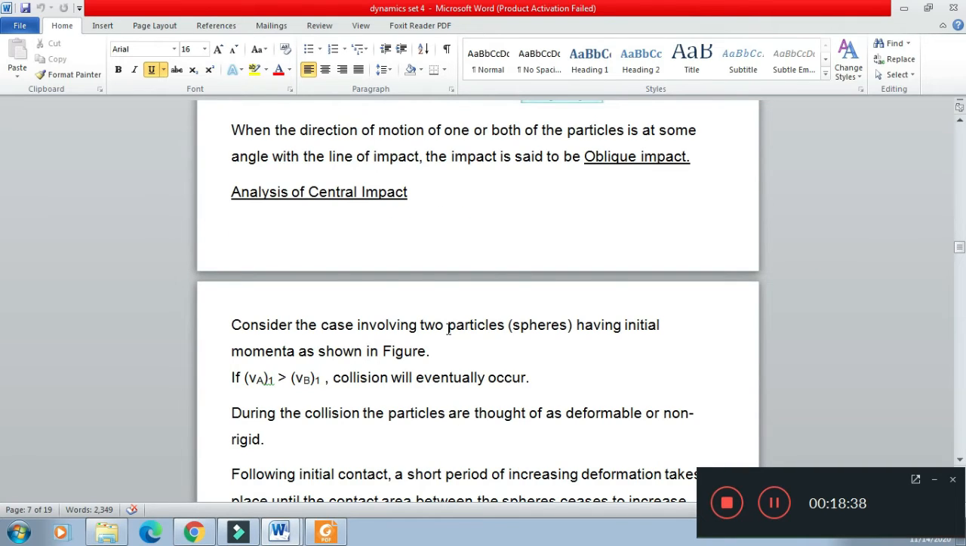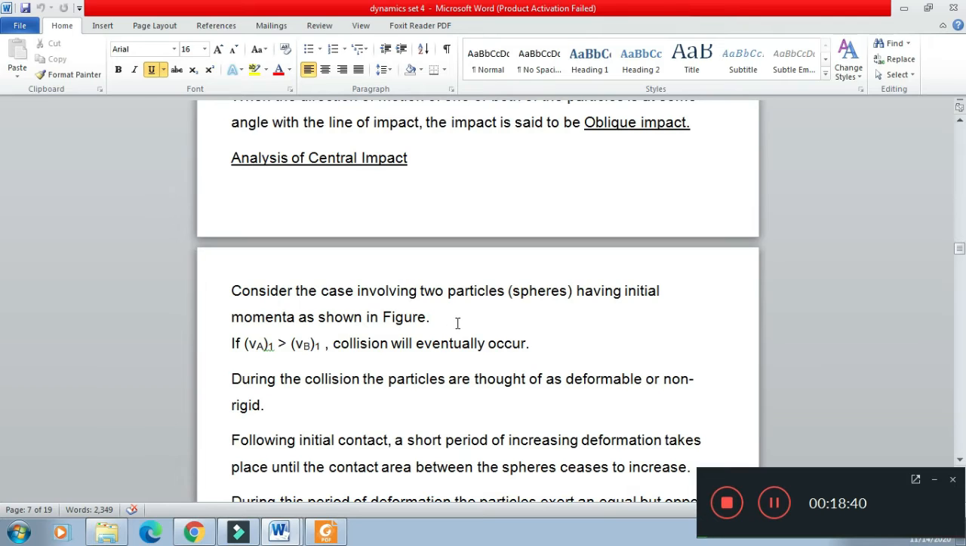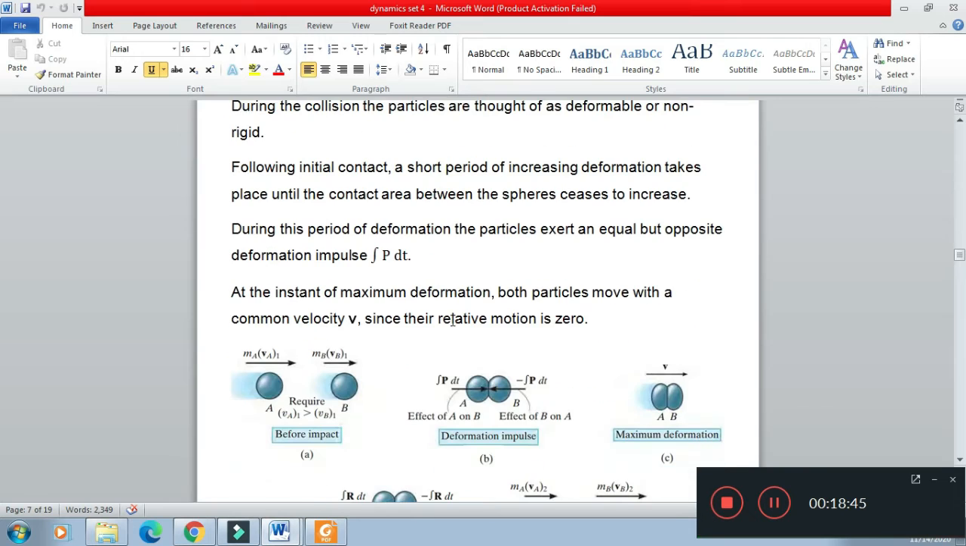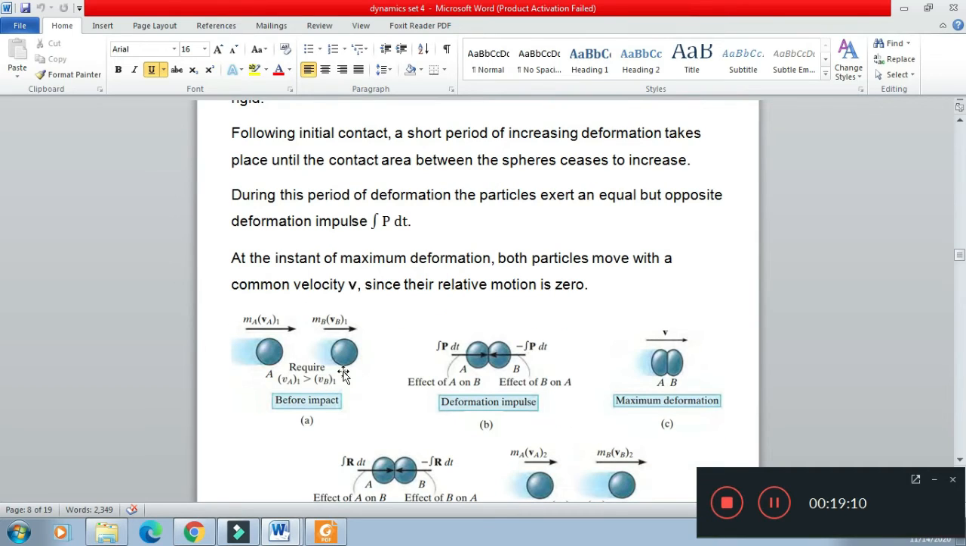Now we do the analysis of central impact. Suppose the two particles are moving in the same direction, VA, VB. If the velocity of A is greater than the velocity of B, then the impact will occur. So this is the initial velocity, and this is the condition before impact.